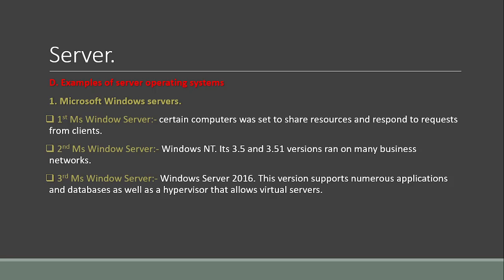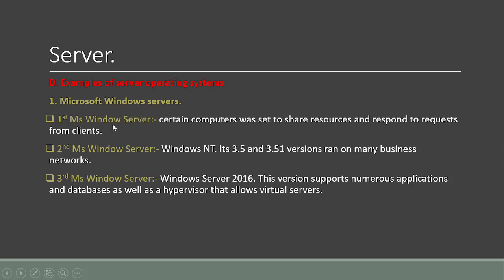Then the second one is Windows NT. Its NT 3.5 and 3.51 versions run on many business networks. Then the third one is Windows Server 2016. This version supports numerous applications and databases as well as a hypervisor that allows virtual servers. So that is it. We use this one as an example of those servers.